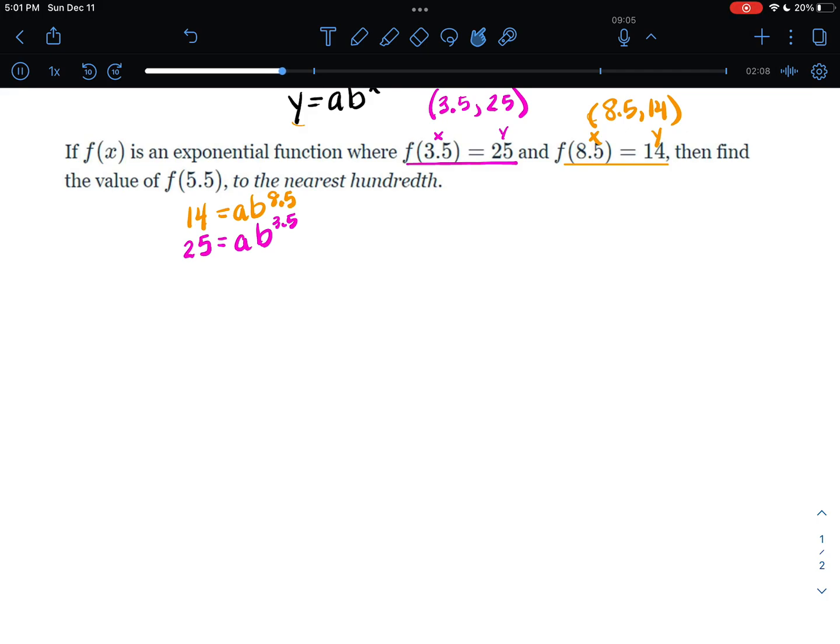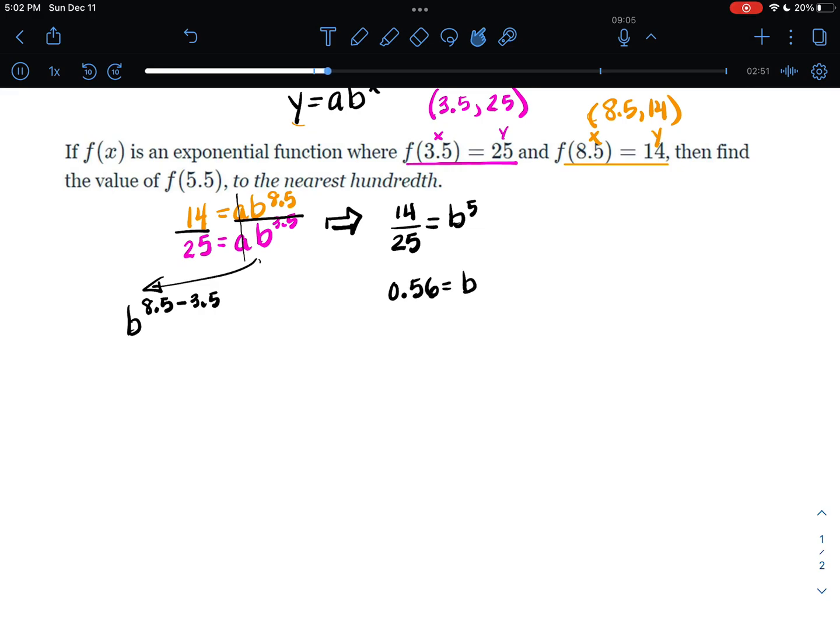My next step is to divide these functions. When I do that, I'm going to end up with 14/25 equals, the a's are going to go away, and my b is going to be b to the 8.5 minus 3.5, which is going to give me b to the 5th. Continuing on, I have 14/25, and putting that into my calculator, I'm going to get 0.56 equals b to the 5th.